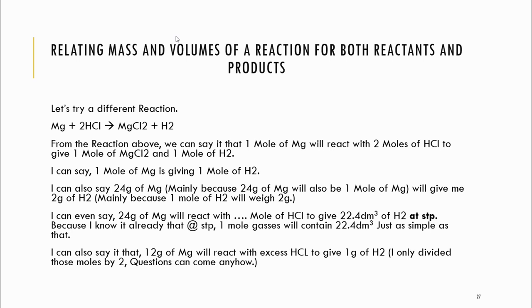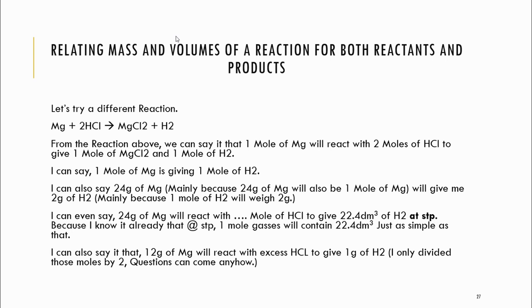That's the idea. You notice I'm not using a formula. Formula is brutal. I don't like it. It will just waste our time. So I can also say 24 grams of magnesium, because 24 grams is 1 mole of magnesium, will be giving me what? 2 grams of H2, because 1 mole of H2 is also 2 grams. That's the idea. I said 1 mole is giving me 1 mole, 1 mole of magnesium, 1 mole of H2. But I can also say 24 grams of magnesium, 2 grams of H2.